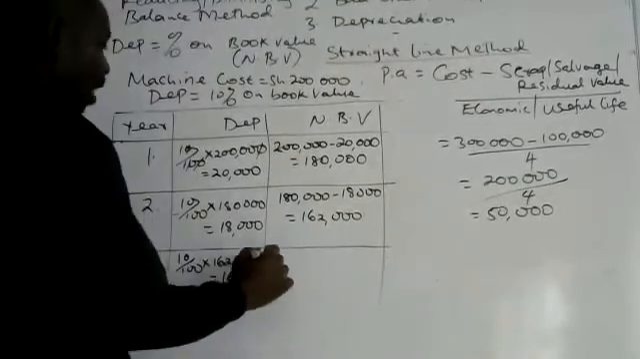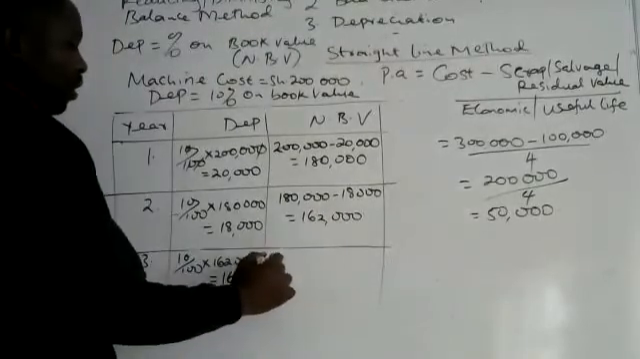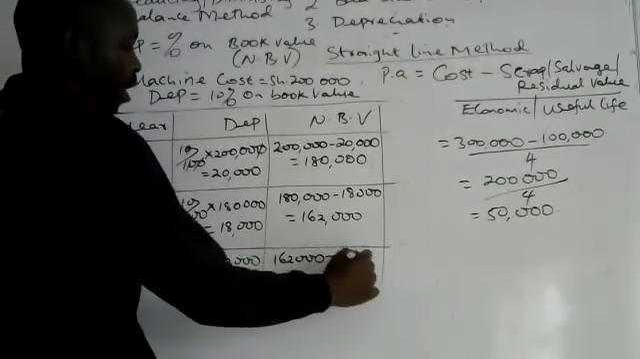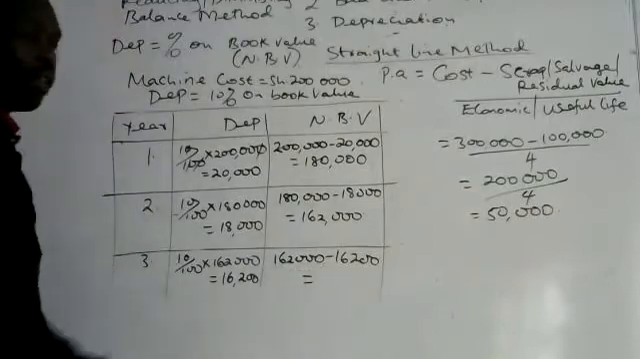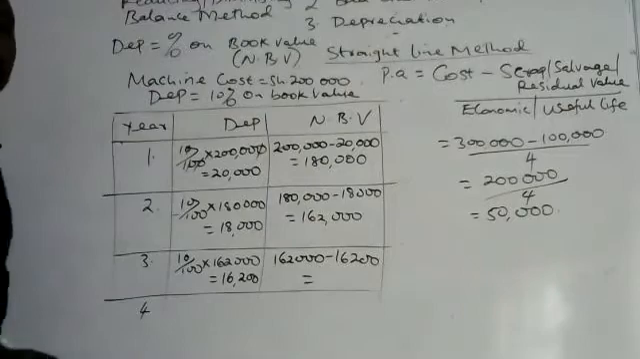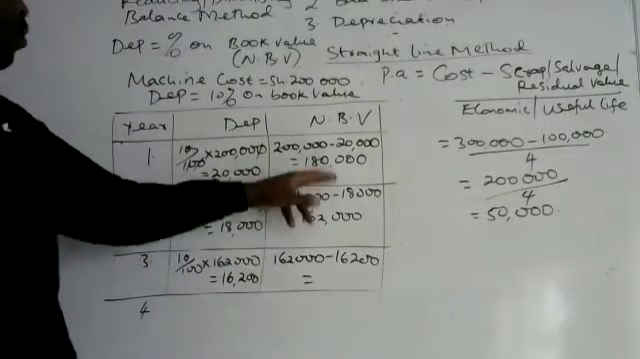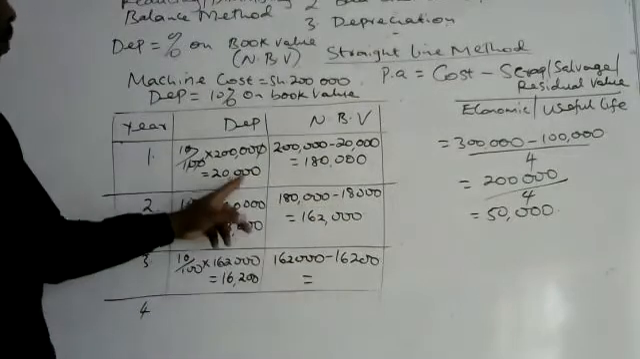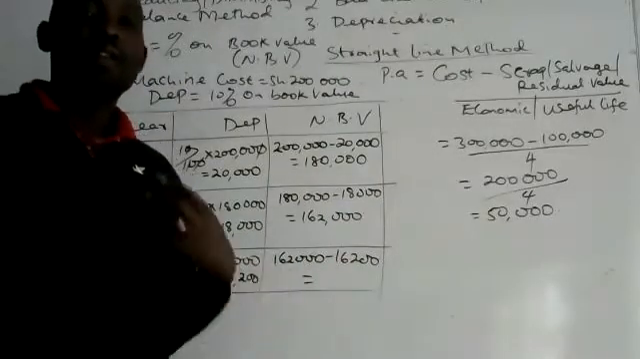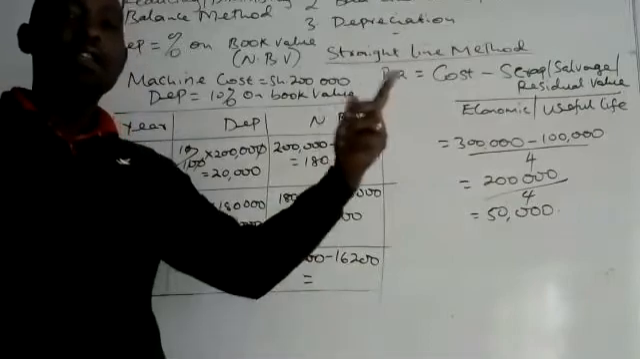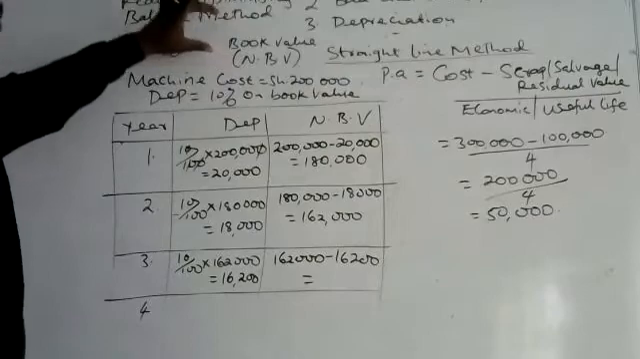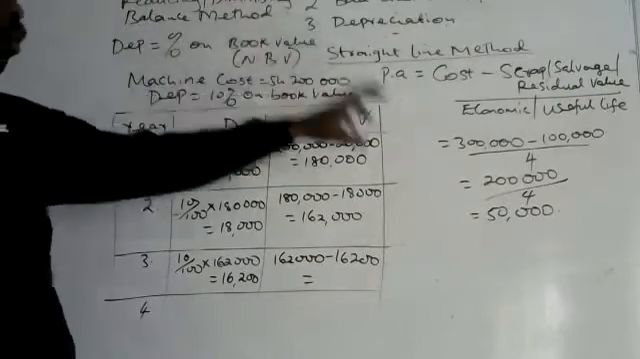So my net book value would be the value I started with at year three, 162,000 minus 16,200. I get that. And this value is what I will use to calculate the depreciation for year four. So you'll find that as the net book value goes on reducing, the depreciation per year also reduces. And that's why this method is known as the reducing balance method. Key thing to note is that depreciation is calculated as a percentage of the book value, not on cost.